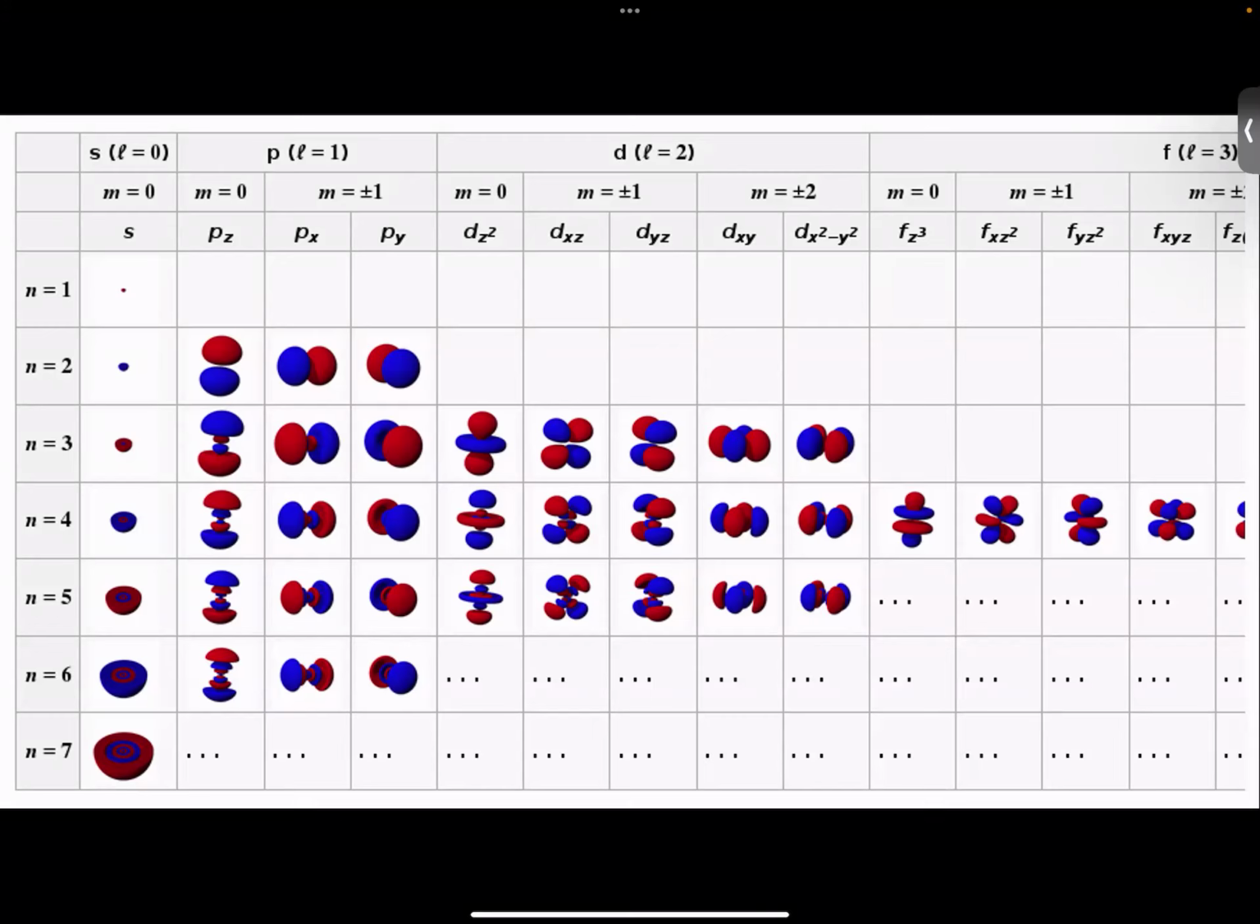When n is equal to 3, our options for L were 0, 1, and 2, meaning we had s, p, and d. Now, if you calculate m sub L for the s, you would find only 1 orbital. It has only 1 m sub L value. For the p, you would find that it has 3 orbitals because it has 3 m sub L values. For the d, which is L equal to 2, you would find that it has 5 orbitals if you do the m sub L values.